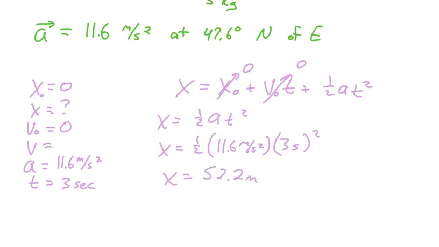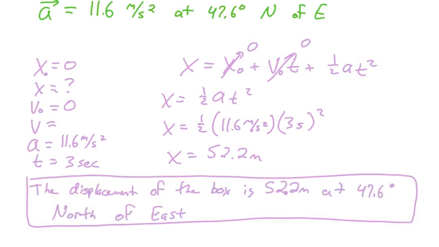Now at the very end of this problem, I want to write out my answer as a sentence that relates back to the question. The question was, what's the displacement of this box after 3 seconds? So my answer, I will write that the displacement of the box is 52.2 meters at 47.6 degrees north of east. Remember, displacement is a vector quantity, so we do have to include that direction.